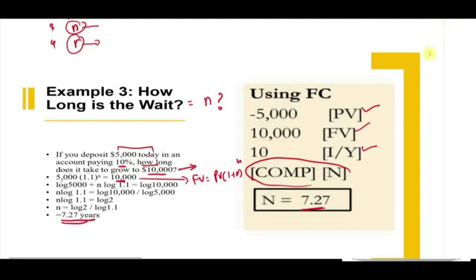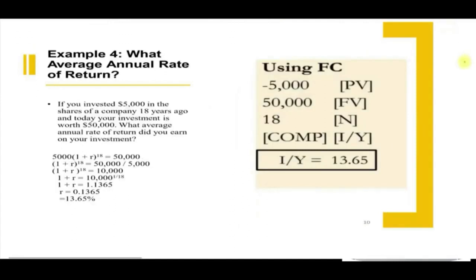So in the first part, we have solved this part, we got n. Next part we are going to solve for r in case interest rate is not given. Okay, in this question, if you see, if you invested 5,000 present value in the shares of a company 18 years, this is n, ago, and today your investment is 50,000. This is your future value. What average annual rate of return did you earn on your investment? So we need to find r.